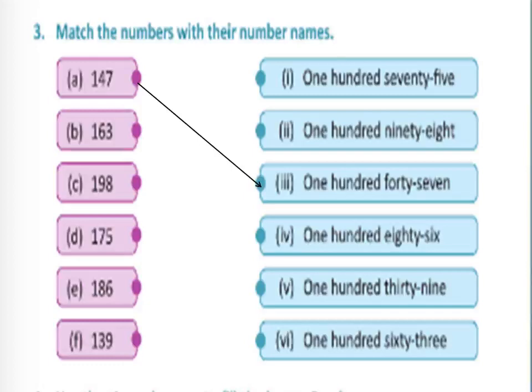See the numbers. Read the number names correctly. Don't get confused. Read the number names correctly. Then you draw an arrow from the number to the number names. This is how you have to do the third question.